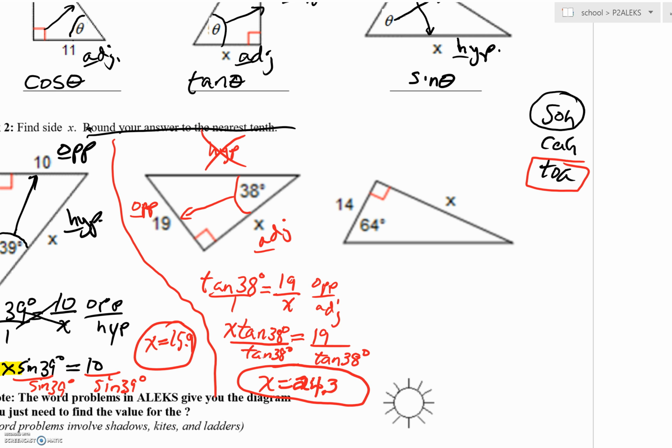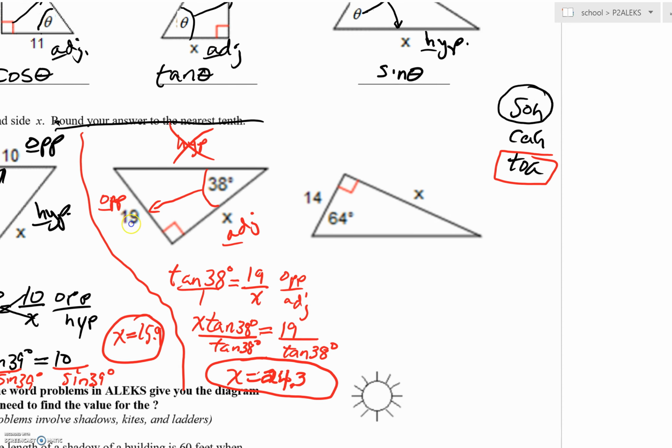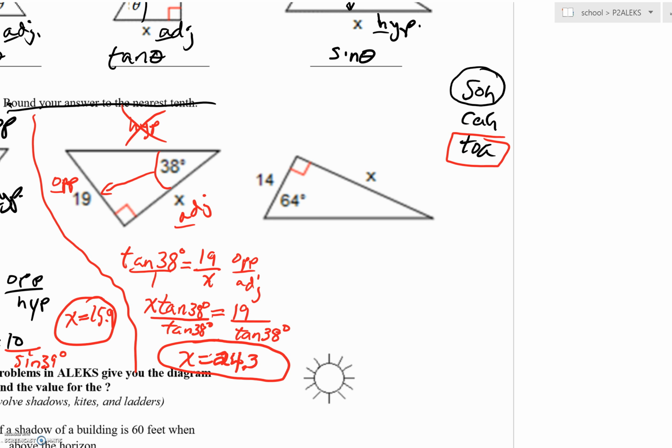All right, last one of this sort. Look at this triangle right here. We've got our 64 degrees. If we go directly across, this would be the opposite side. What would we call the 14 here? That's adjacent. Opposite and adjacent. Which trig function is that? Tangent.